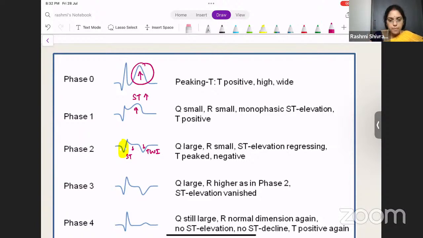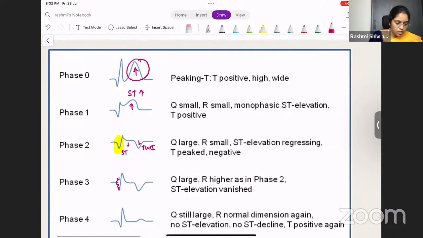There's a T wave inversion happening, as well as a Q wave. Then what happens in the next phase? The Q wave widens. The Q wave becomes steeper. It becomes larger. And the ST elevation is almost gone, and the T wave inversion is there.